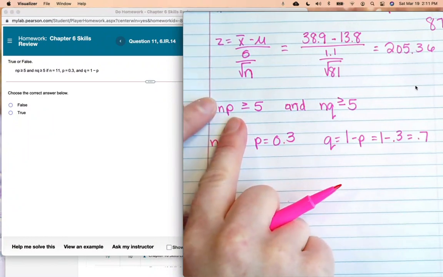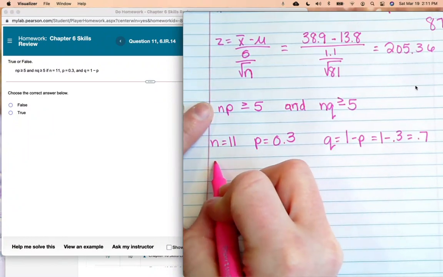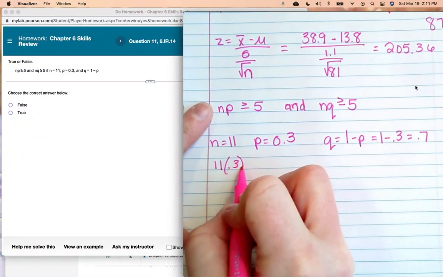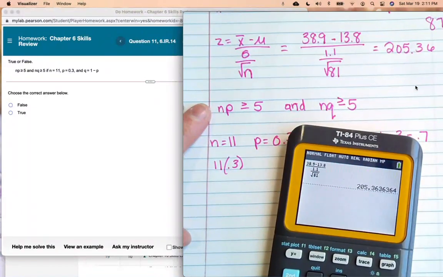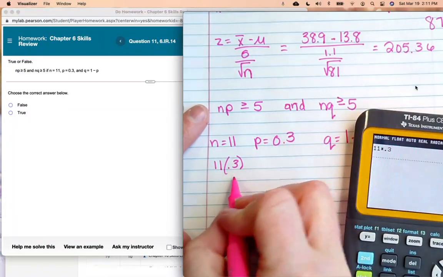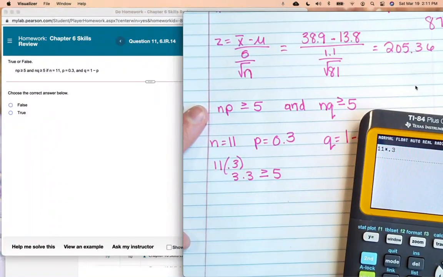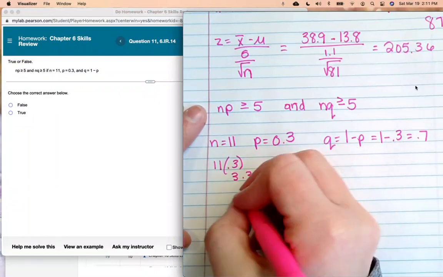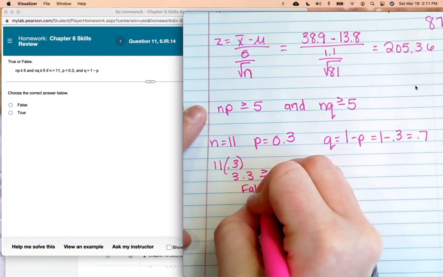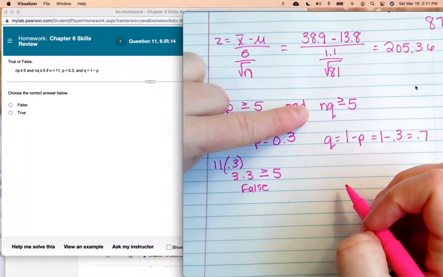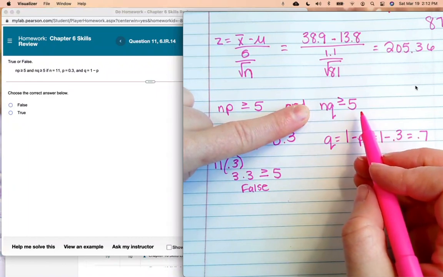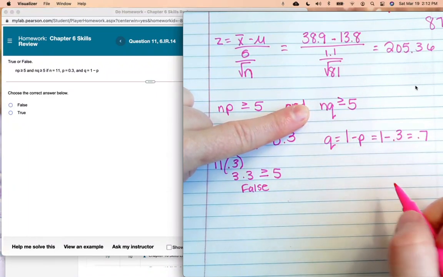So we want to find out what n times p is. 11 times 0.3 is 3.3. Is 3.3 greater than or equal to 5? False. Okay, is n times q greater than or equal to 5? Well, both of them have to be true in order for this to be true.